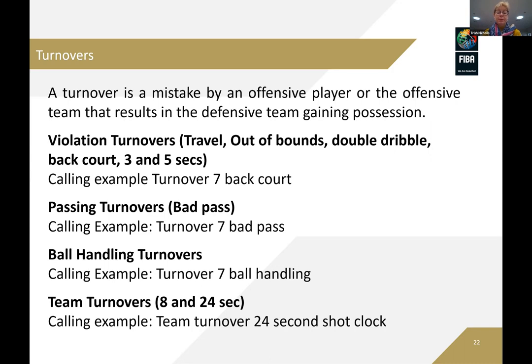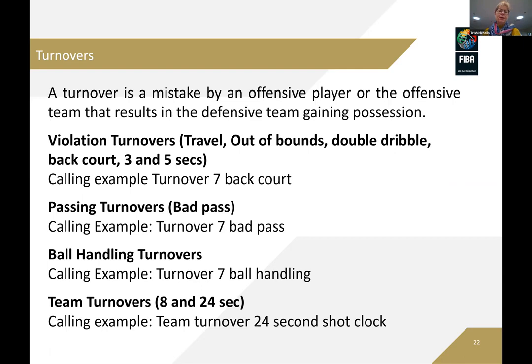There's some that they won't help us out with, which could be a bad pass. So if I passed the ball and it was intercepted by the other team and the ball stayed alive, the referee's not going to stop the game. So we would have to give a turnover bad pass 7. Ball handling, if I bounced the ball off my foot and it dribbled away, well, that would be a ball handling error on my part.